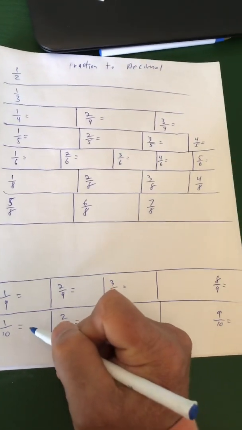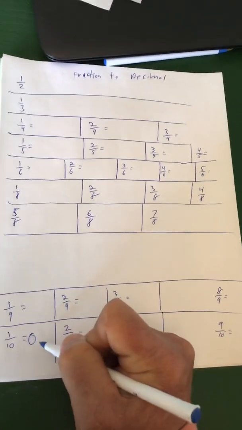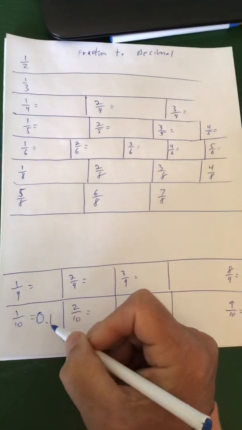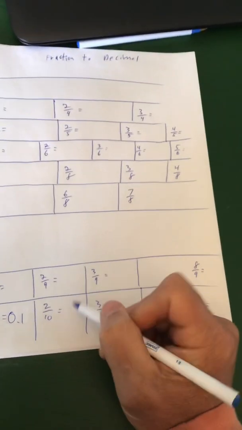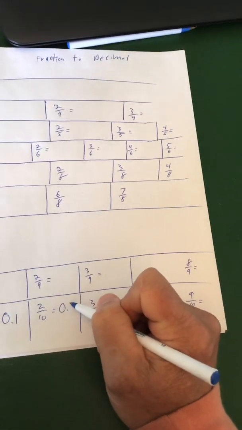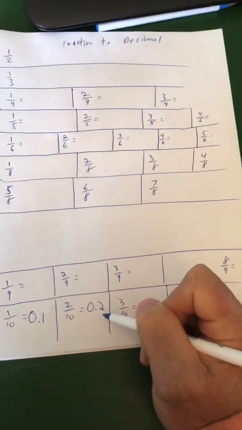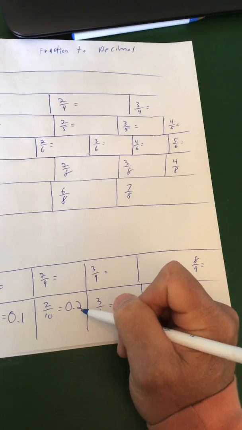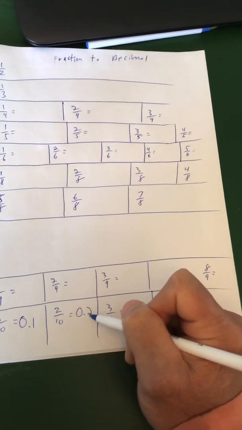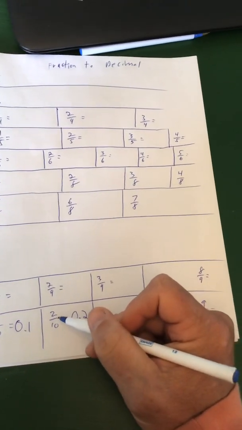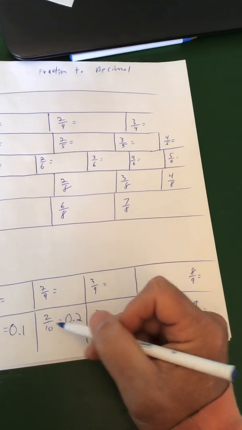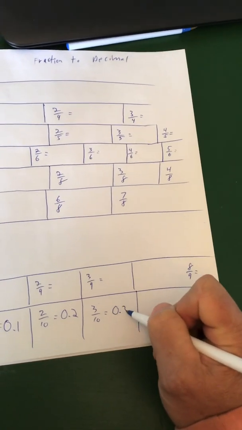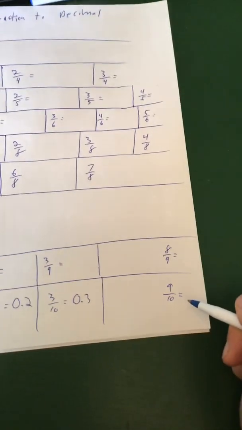If you can read it, you should be able to write it. This is 0.1, that's 1/10. 2/10 is 2/10. So you want to practice saying it correctly, not 0.2, but 2/10. And if you can say it correctly, you should be able to write it correctly. 3/10 is 0.3. So what do you think 9/10 is?